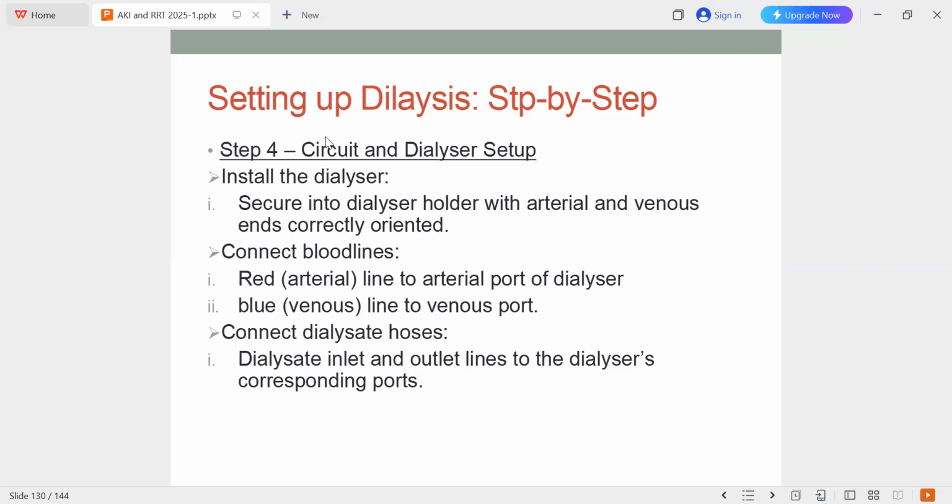So install the dialyzer, that is the artificial kidney, and secure it in place with arterial and venous ends correctly oriented. You want to collect your blood line. The red line is the arterial line, connected to the arterial port of the dialyzer, and the blue, the venous line, you must connect to the venous port of the dialyzer. So connect the dialysate hoses, the dialysate inlet and outlet lines, to the dialyzer's corresponding ports.